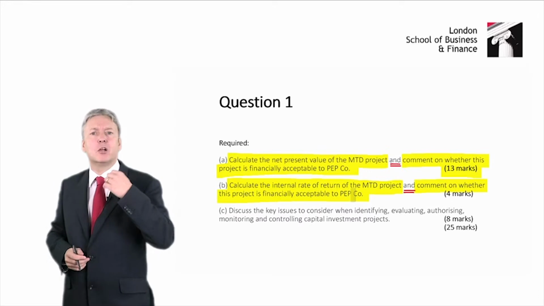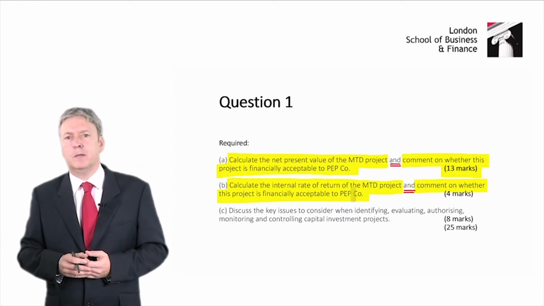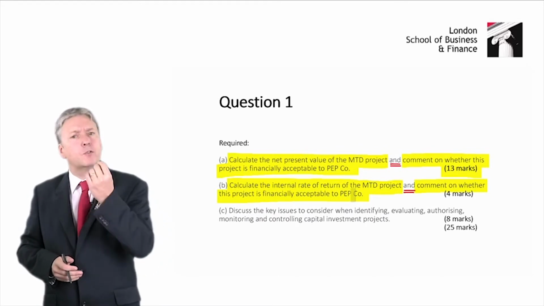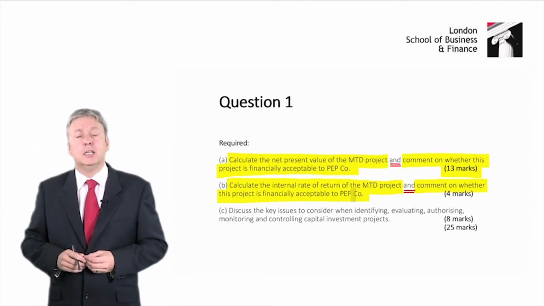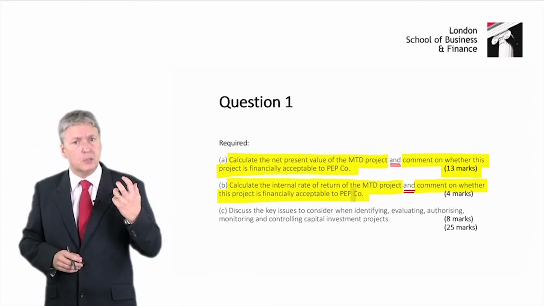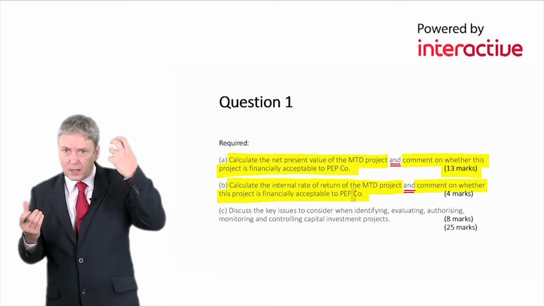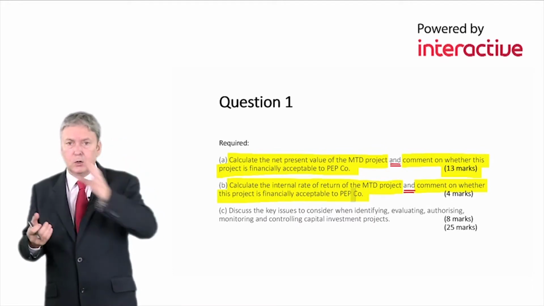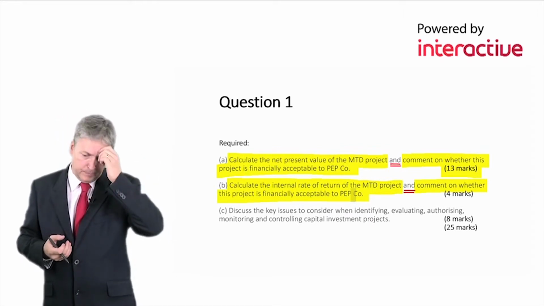Again, if we're commenting on the financial viability or acceptability to PEP, I want you to say that we are going to accept, and of course the issue in terms of acceptance for IRR is if the rate of return, the IRR, earned by the project is greater than the cost of capital, we would accept. Okay? So we say accept or reject, and we say why.